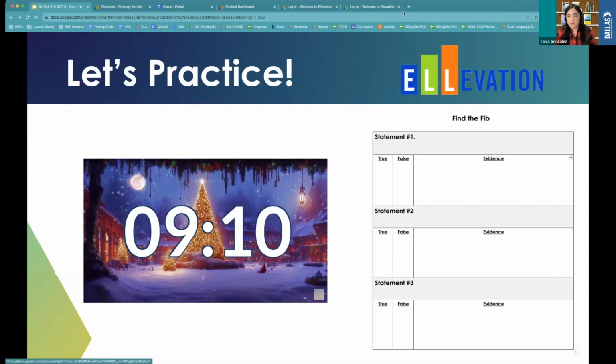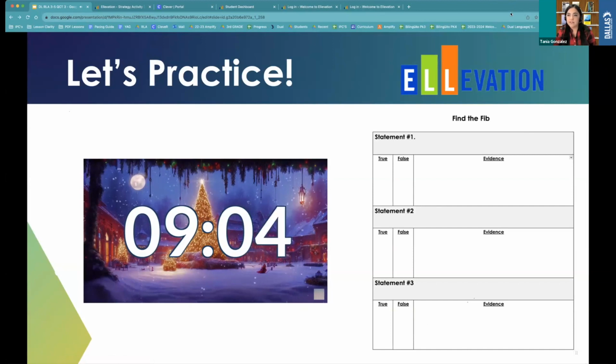Zoom tools at the bottom or at the top. I don't know where you have them. I have them at the top, where it says annotate, screen share, pause, chat, and then you have an option that says breakout rooms. You have to click there in order to access your grade level.